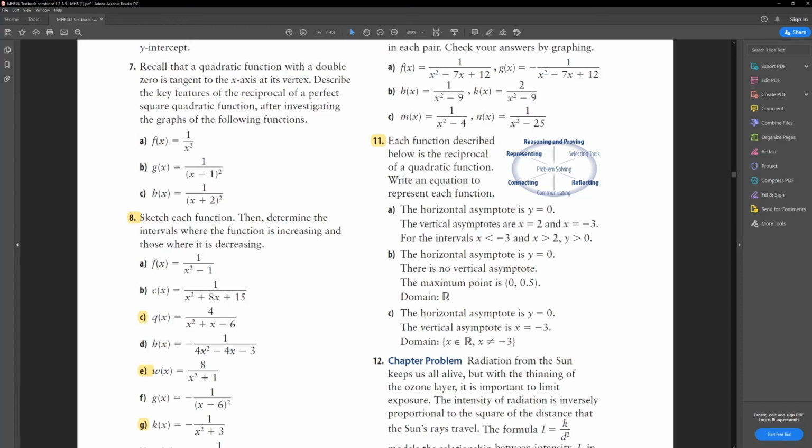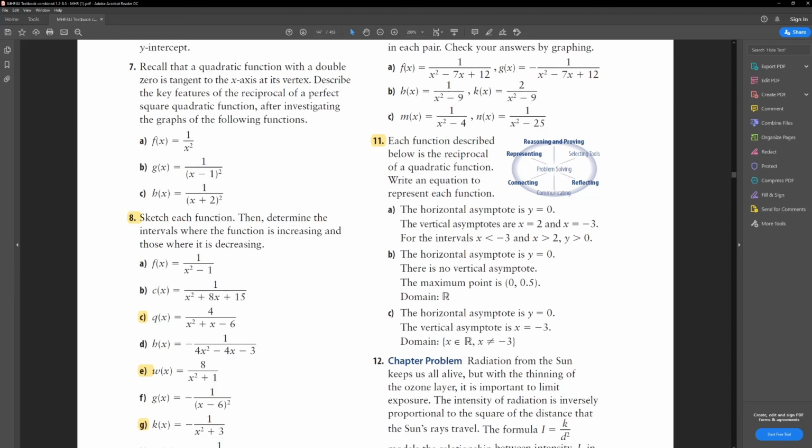Now for question B, again it says there's a horizontal asymptote of y equals 0. There's no vertical asymptote. The maximum point is at (0, 0.5), and the domain is every real number. What we could do here is, since we have a maximum point and we don't have a vertical asymptote, that means we only have one type of function that we can deal with, and that is a function where the denominator cannot be factored. If the denominator can't be factored, that would mean we would have x to the power of something plus something.